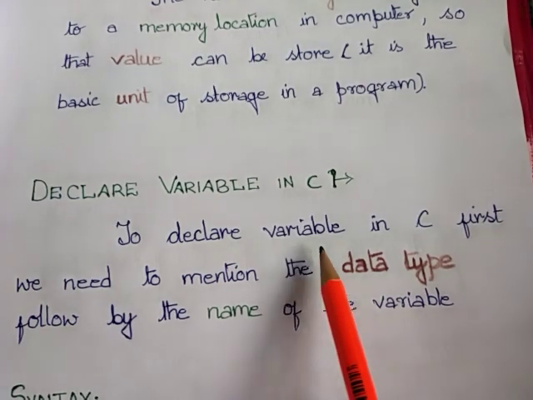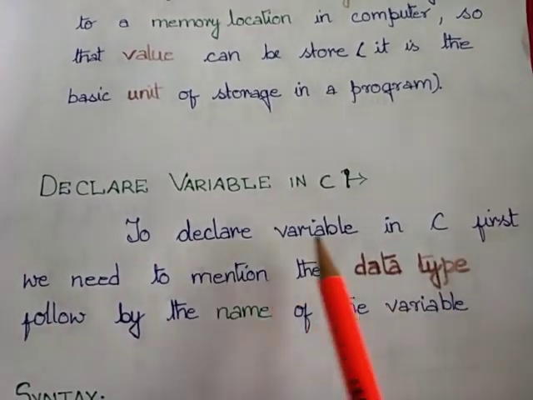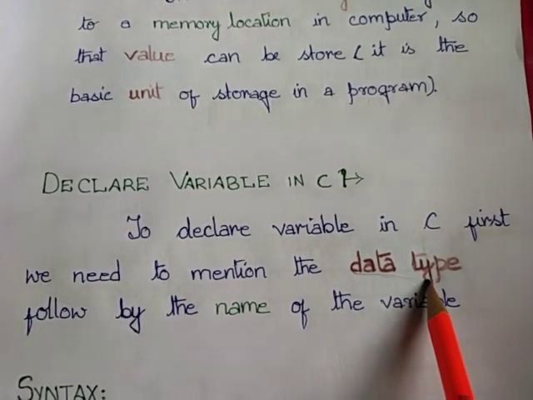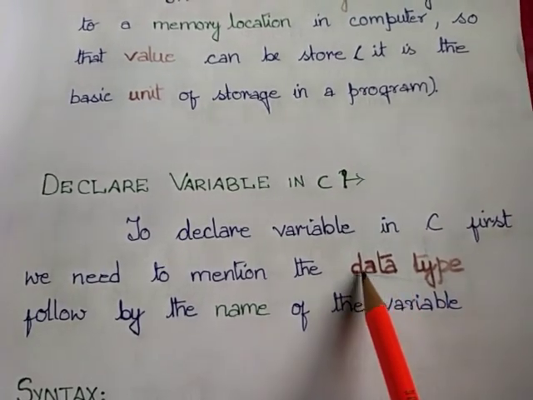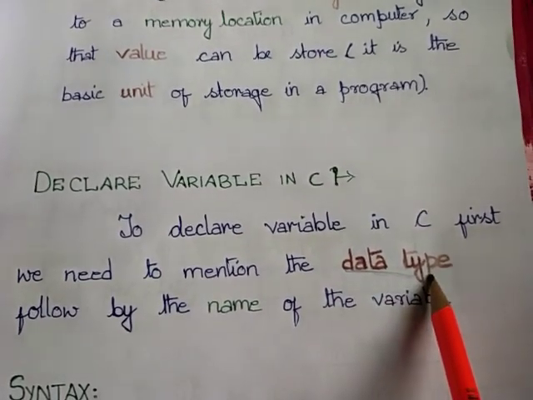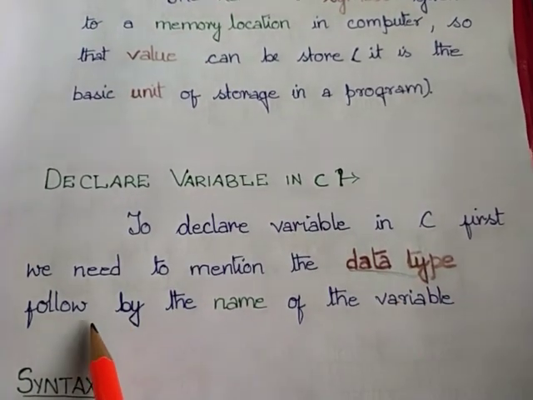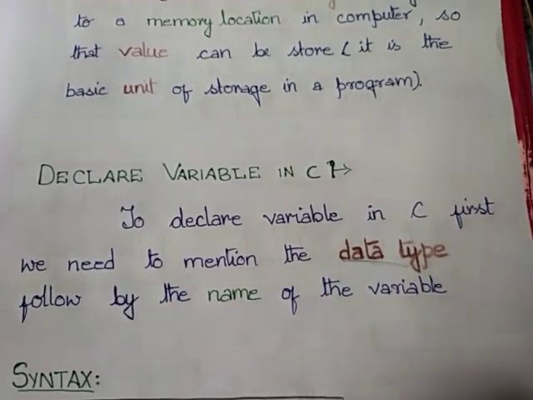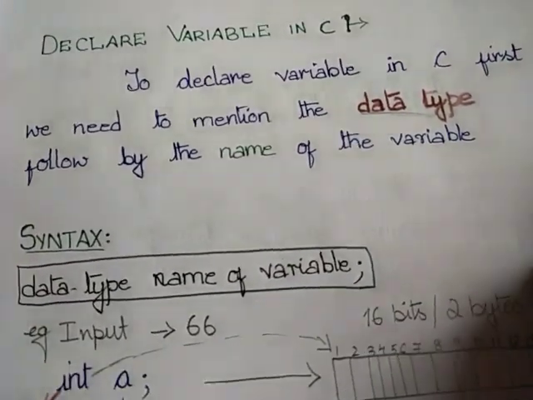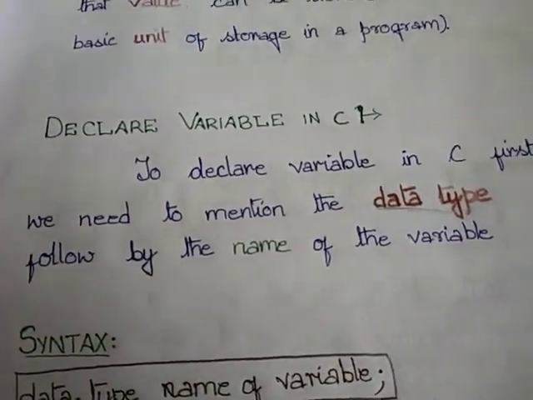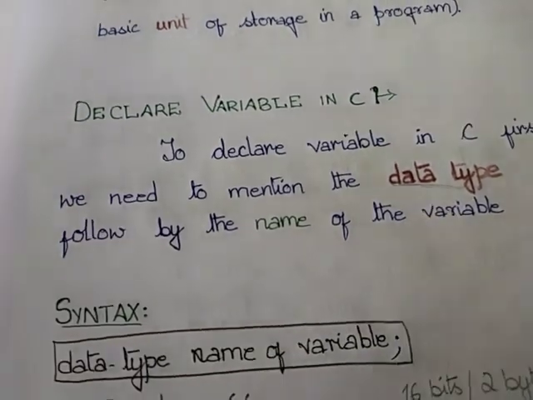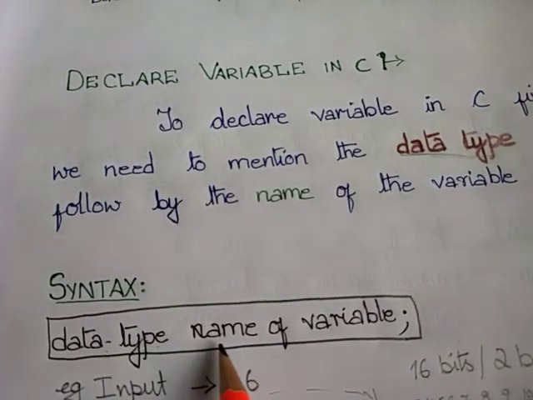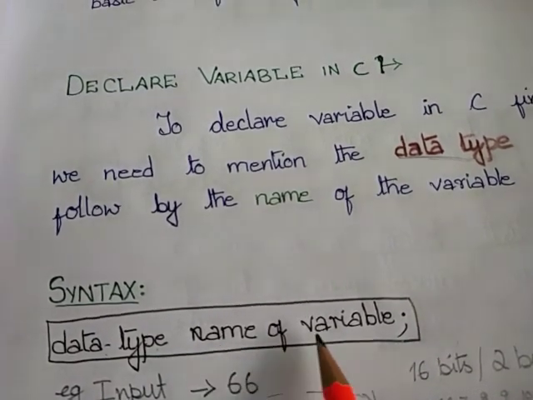To declare a variable in C, first we need to mention the data type. Remember, before giving the name of the variable, first we have to give the data type. After that, it will be followed by the name of the variable. So the syntax or the formula for this, that is to declare the variable in C, is what? Data type followed by the name of the variable.